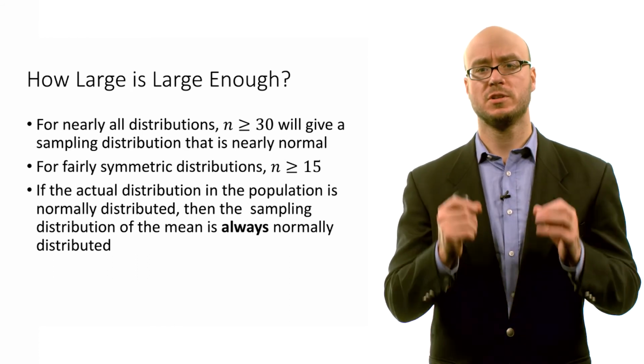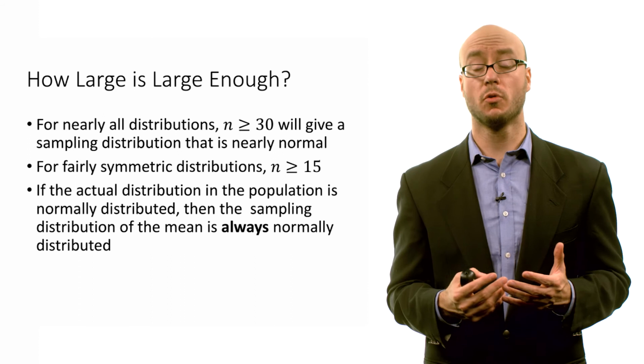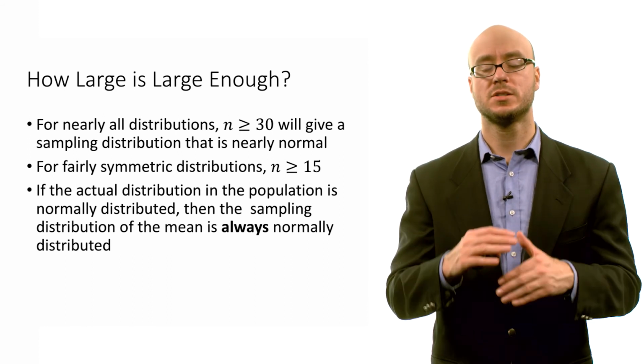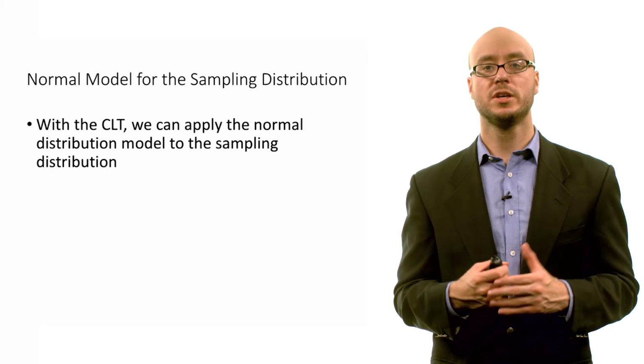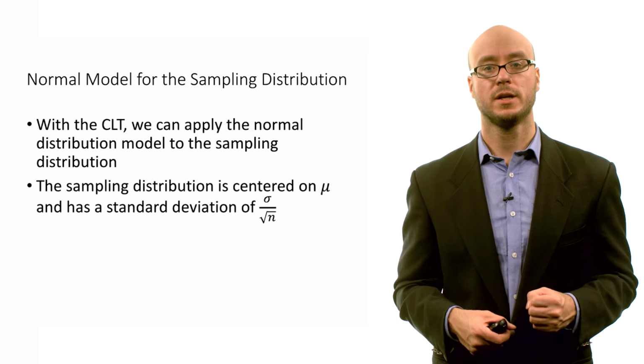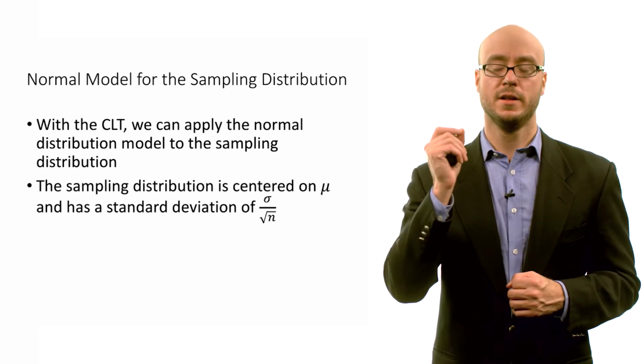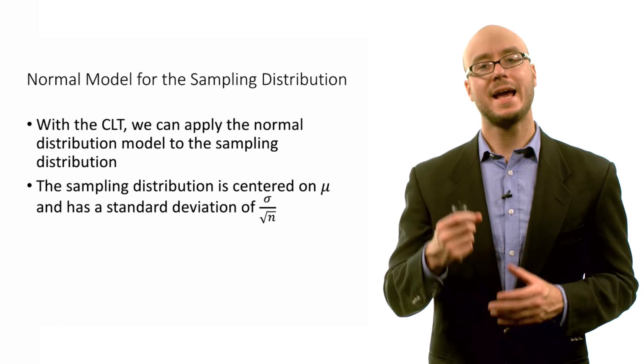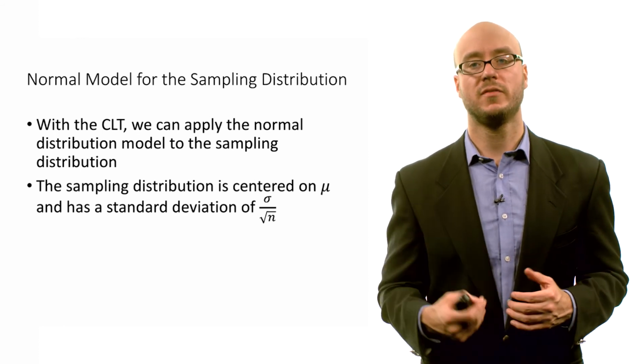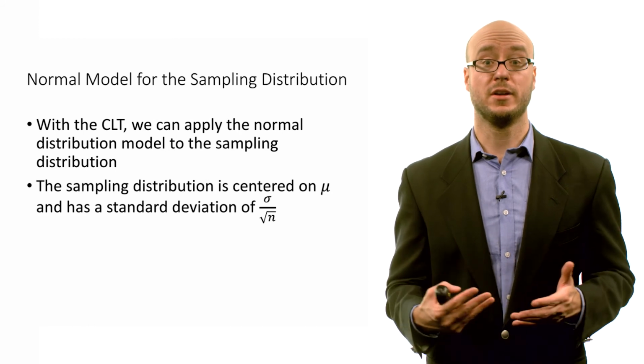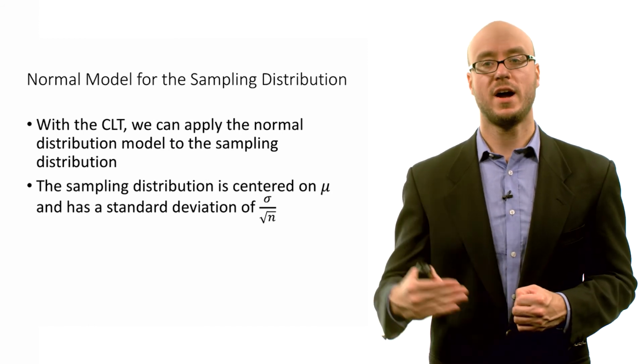In those instances in which the actual distribution of the population is approximately normal, then the sampling distribution of the mean is going to be normally distributed as well. So the key idea here is that before we were looking at dot plots of the sampling distribution, but we can actually just model the sampling distribution using the normal distribution model. Right? The sampling distribution is centered on the unobserved population mean mu, and it has a standard deviation given by sigma divided by the square root of n. To put it another way, the standard deviation is the population standard deviation divided by the square root of our sample size.